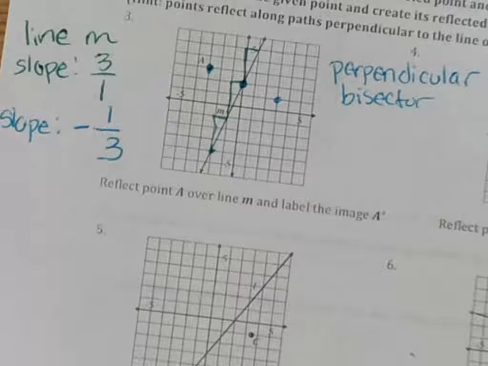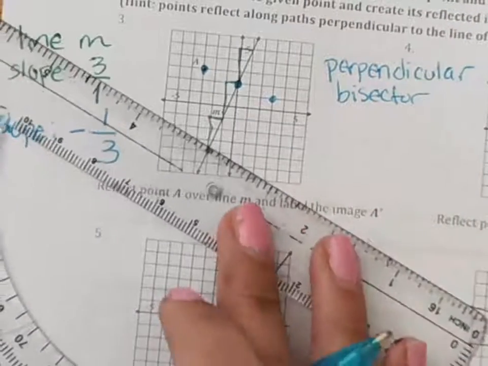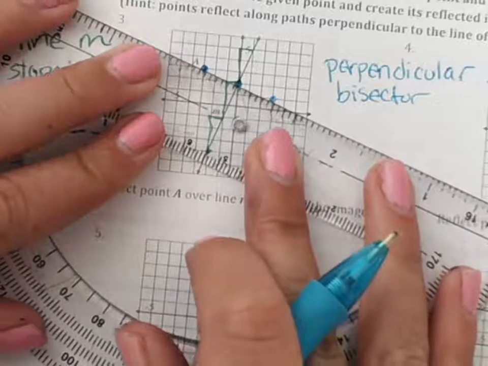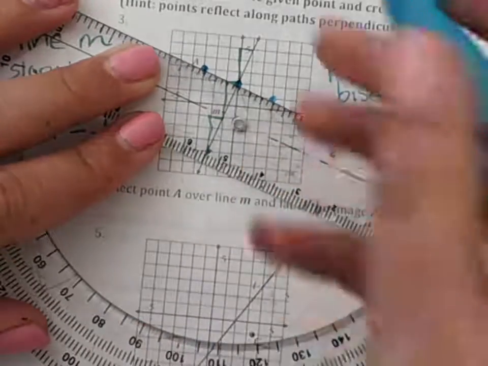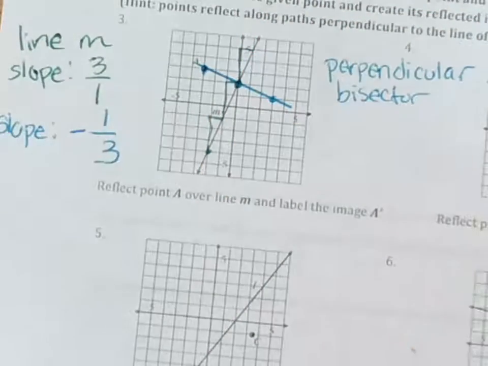Where's my protractor? Oh, there it is. I mean, this is just so I can get a straight line. You can use a ruler. This is closer. Okay, there we go. All right.